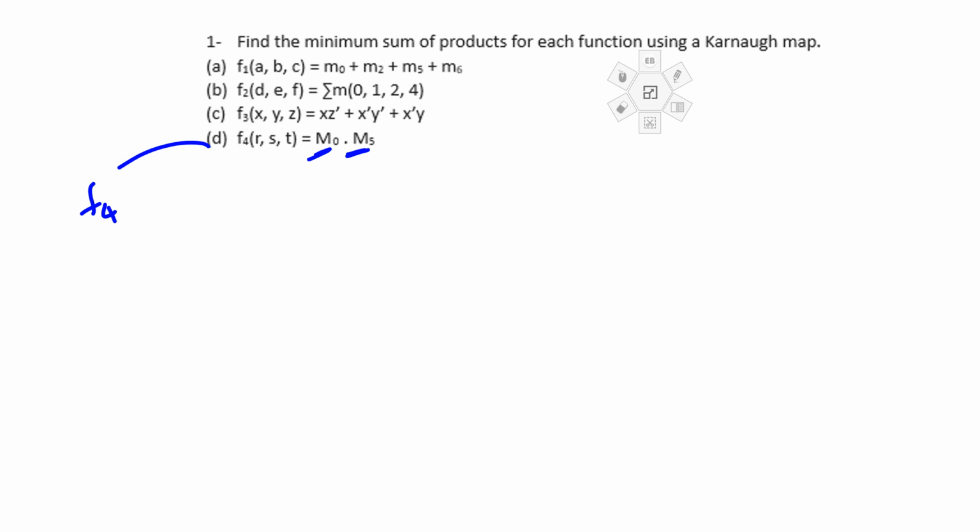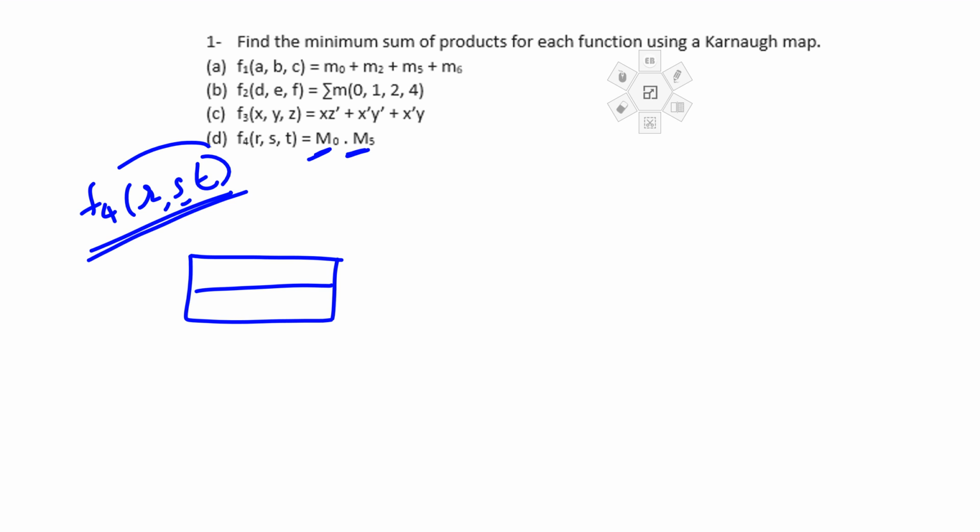I am taking the function 4. Variables are R, S, and T. So these 3 variables. How many cells are going to be found in the K map? Again, there are a total of 8 cells. So this is R and S and T. 0, 0, 0, 1 and 1, 1 and 1, 0. So this is 0 and 1. Now we have to write the positions of zeros. That means in the 0th cell there is a 0 and then the other one is 5. The 5th one is this one. And the rest all are 1.